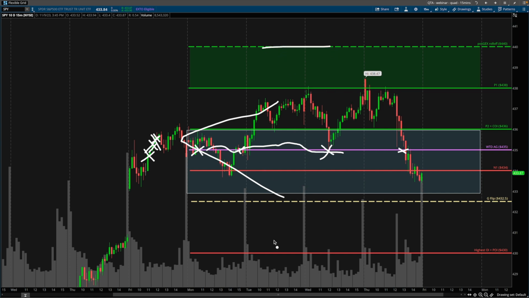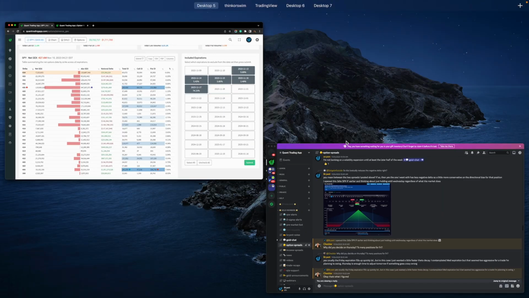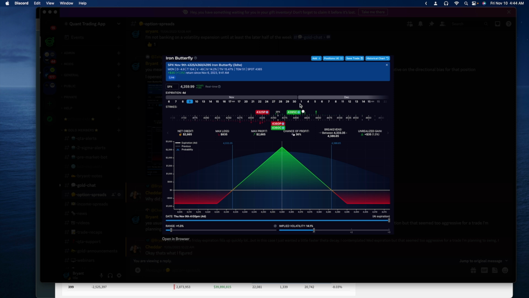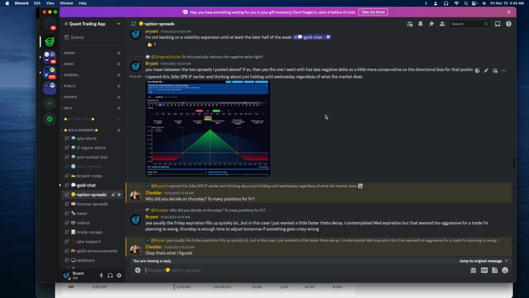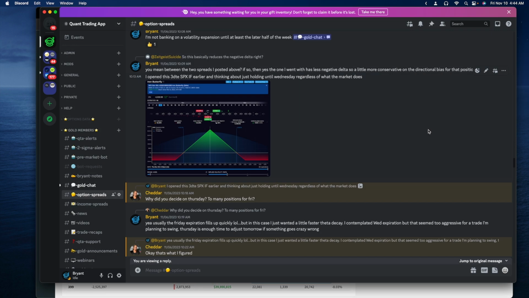Or you can run an iron condor using some of these outer strikes, and then you're going to profit the same way. It's not a coincidence that I started the week with this spread right here. I opened this 3DTE. This was on the 6th, which was Monday morning, just a few minutes after the market opened. I decided to run this iron fly. My plan was just to hold until at least Wednesday, regardless of what the market did. I was expecting us to be around this range. This trade alone ended up netting over $1,700 if held until today.